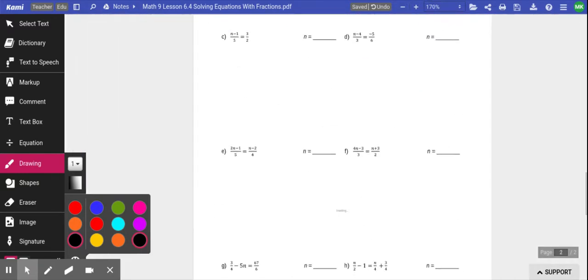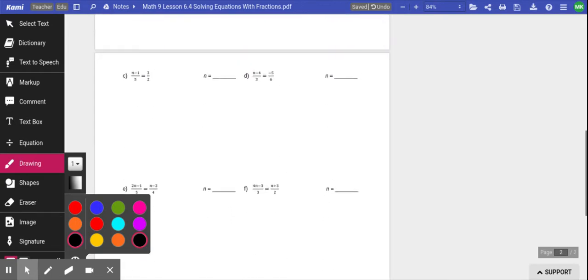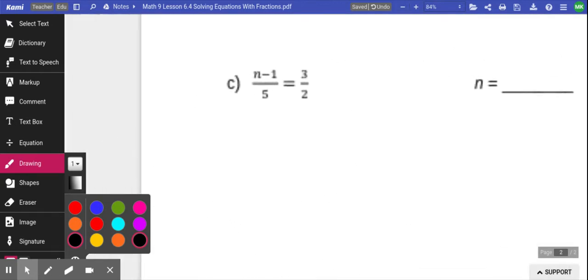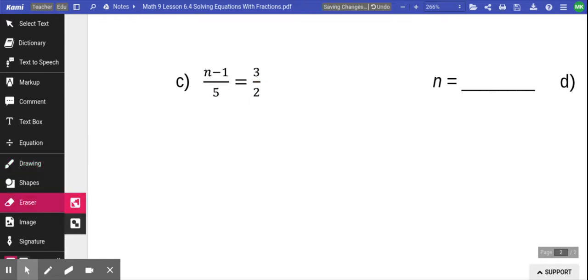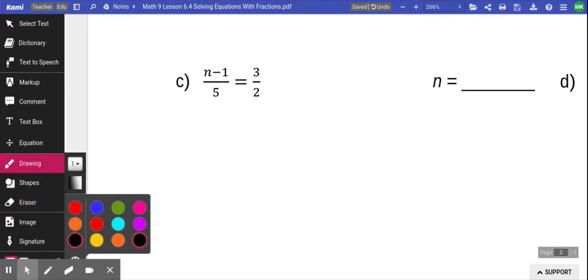We got a couple examples here left. We'll look at C first. So looking at C, I have denominators of 5 and 2. So I want to multiply by 5 and multiply by 2. Or I want to multiply by something they both can divide into. The other thing I'm going to do is when I look at that n minus 1 in the numerator, I'm going to put invisible brackets around it. Just because I want to remember that's a binomial, like that's a thing together.